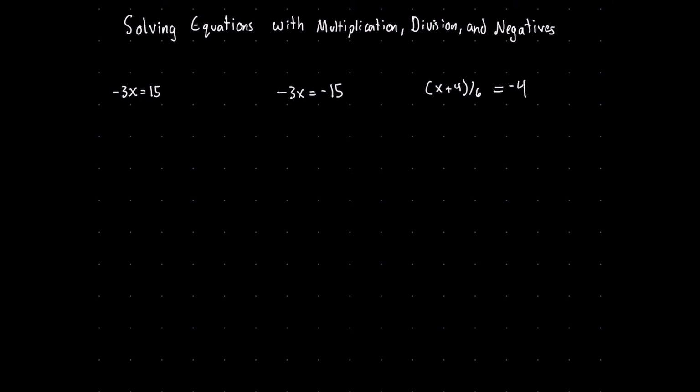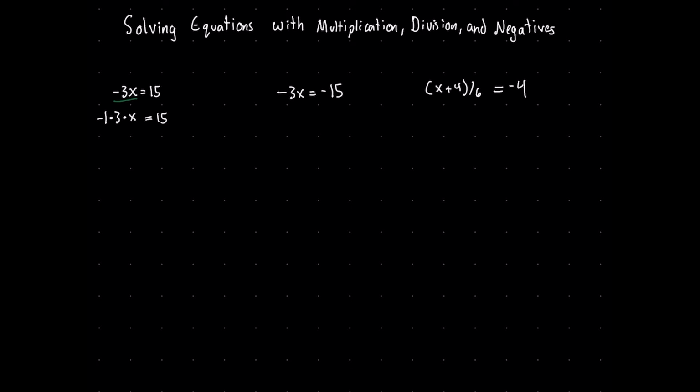Solving equations with multiplication and division that include negative numbers. There are two different ways you can look at these. You can look at an expression like negative 3x as being negative 1 times 3 times x equals 15.